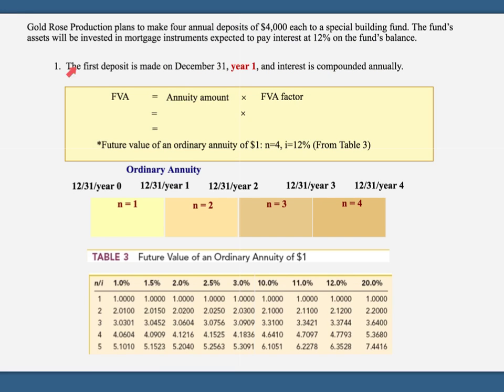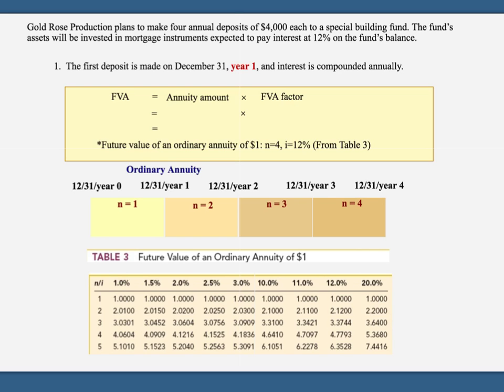Our first scenario tells us the first deposit is made on December 31st, year 1, and interest is compounded annually. So let's jump down here and look at this timeline that I've created real quick. You'll see this is year 0, so say this is when they decide they're going to create this fund. Right after that we have January 1, year 1, then we go all the way down. We have 12/31 at the end of year 1. That's when they make their first deposit according to the problem. Then they go a whole other year, then they deposit another $4,000 at 12/31 year 2, and so on and so forth for year 3 and year 4.